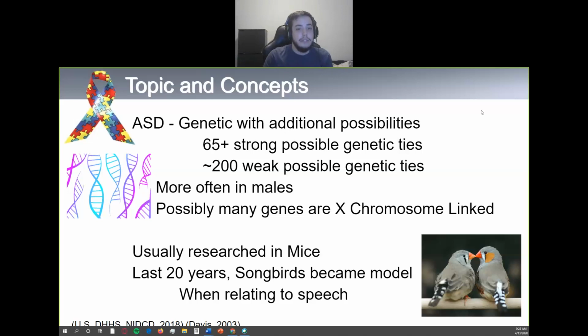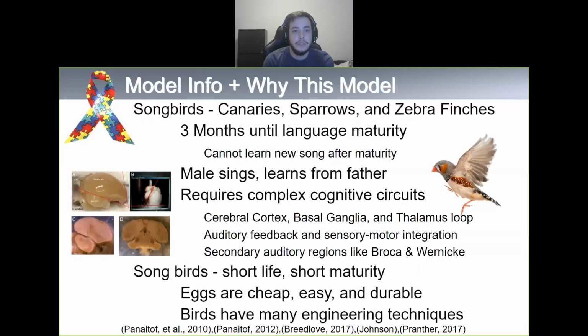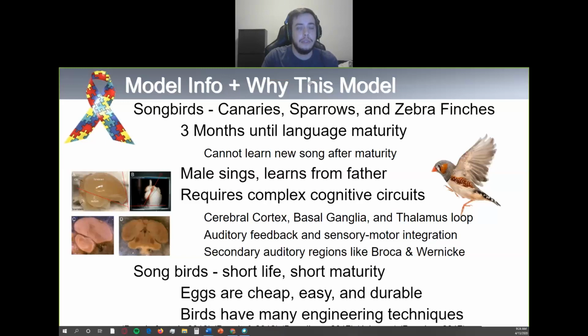The three most common songbirds are sparrows, canaries, and zebra finches. In this topic of research, the zebra finch is the go-to songbird model because of the linguistic characteristics the males require to court a mate.